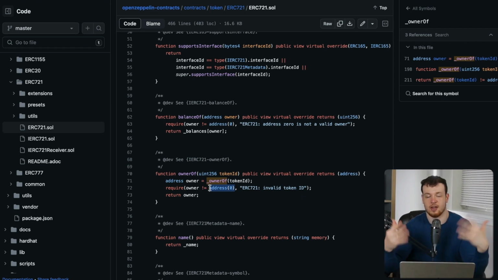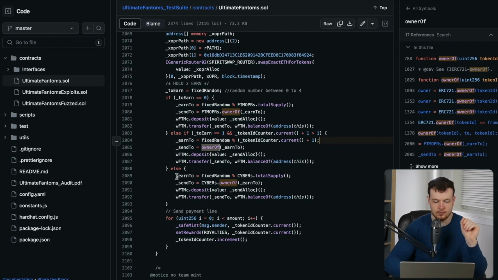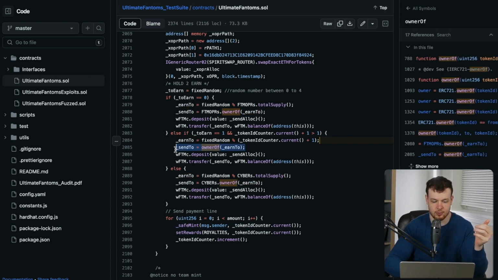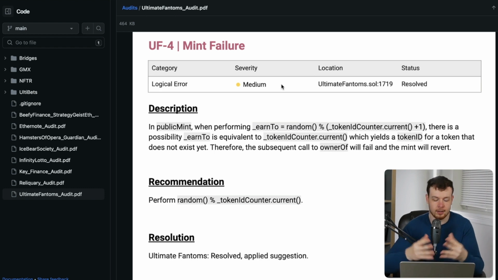If this NFT ID has not been minted yet, which can be the case, then we will essentially revert. In some cases, this earn2 is for an NFT ID that has not been minted yet, the very next one to be minted. When we reach this, it will revert when we attempt to get the owner of it, to get the send to here. So if we read the finding here, I think it becomes quite clear.